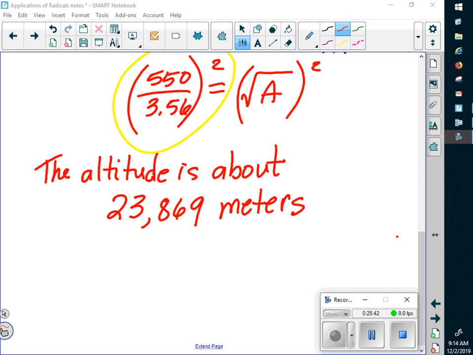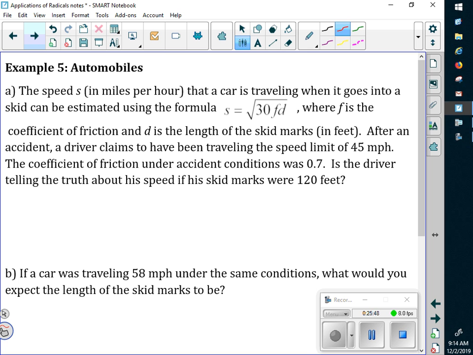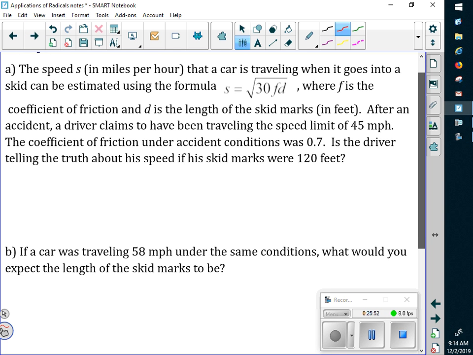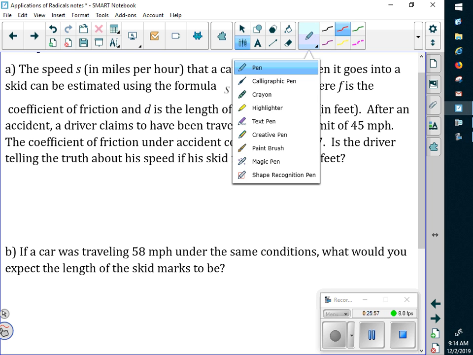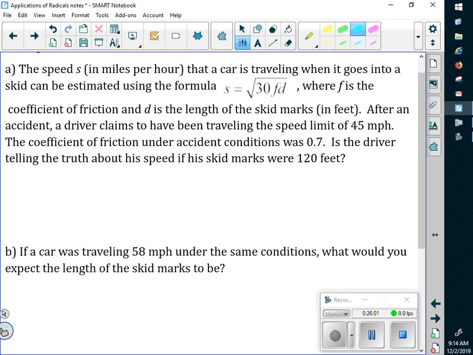Okay, I'm going to have you do the next one, and I think we're on example 5. Cars. I'll read through it with you, and then you'll do the problem without my help. All right. If you want a highlighter, I have a black tub of them over there. You are welcome to get one.